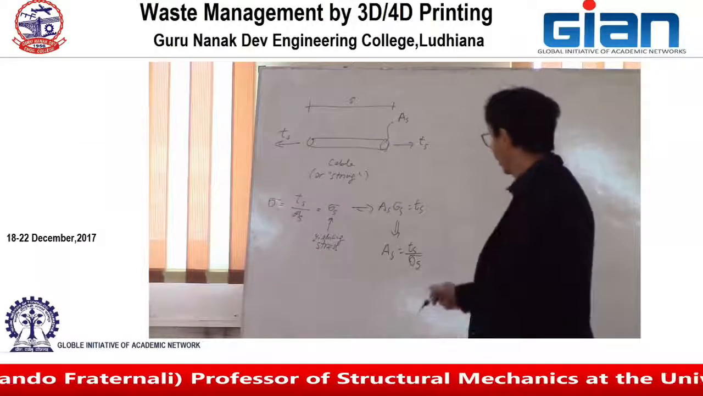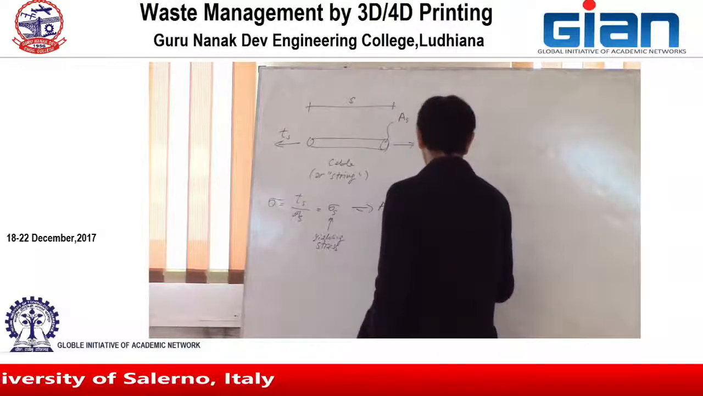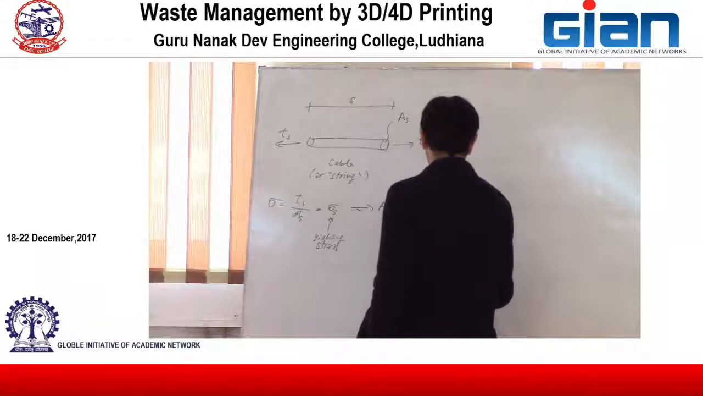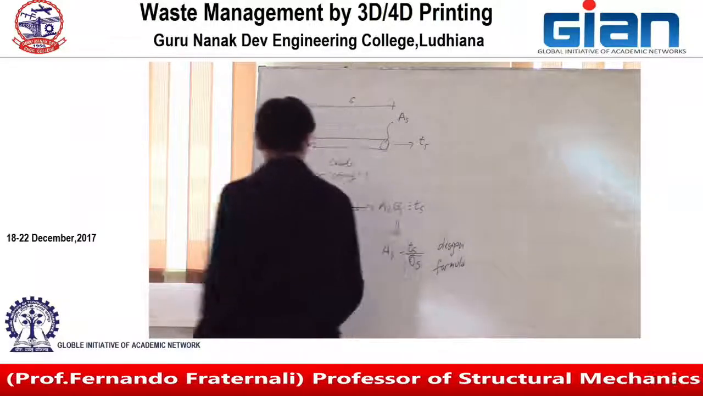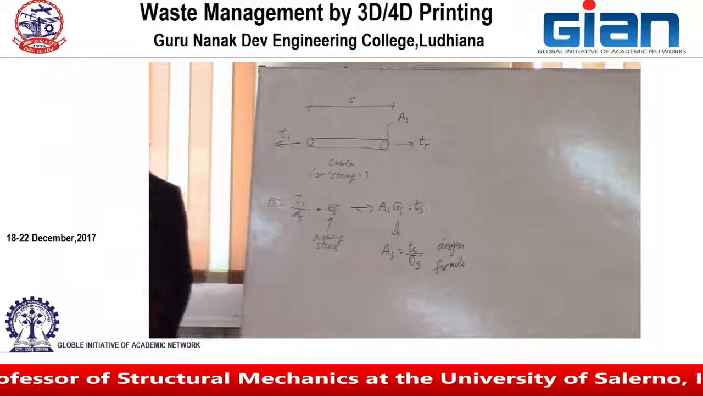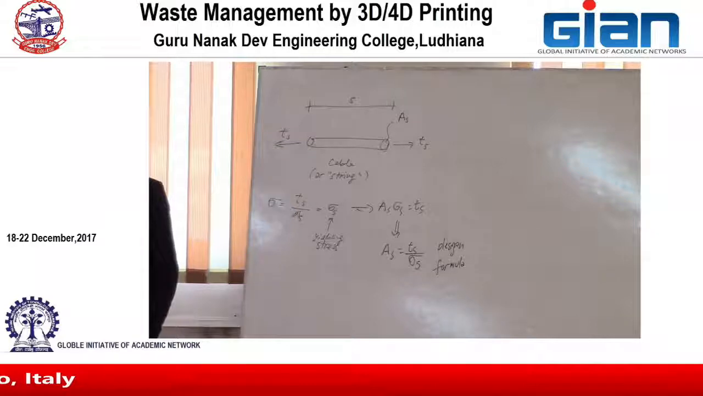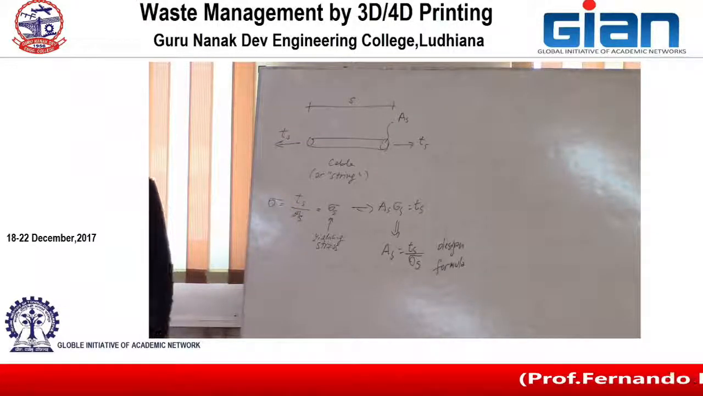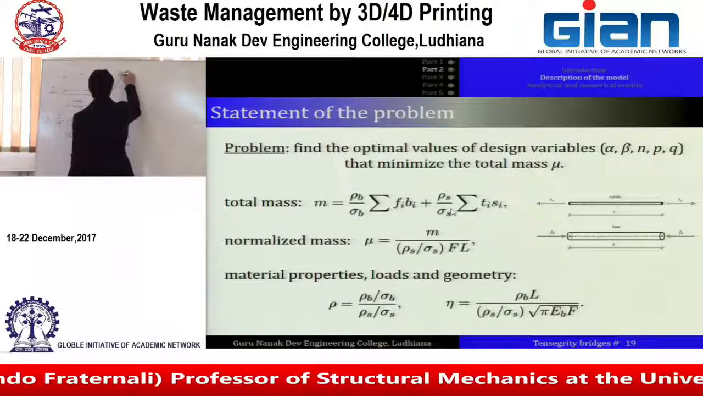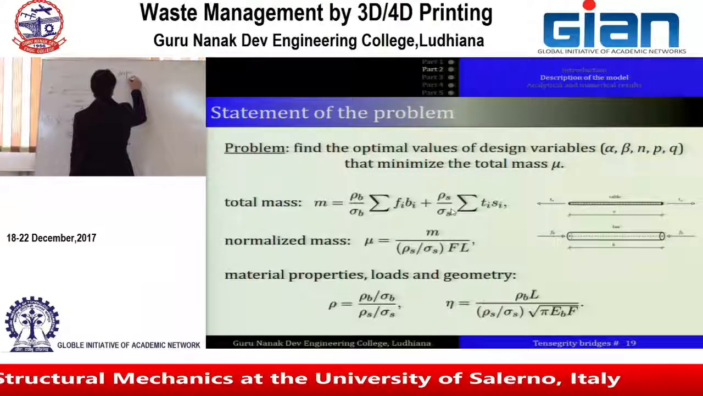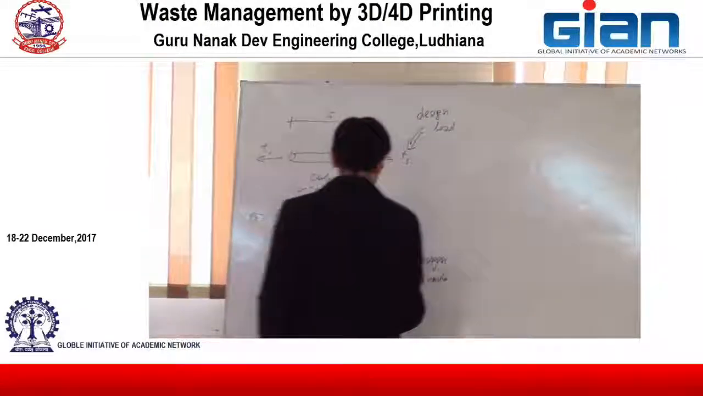So if we decide this as a parameter, this is the design formula. What is the mass? We give this area to the cross section, which is the minimum area required to avoid failure of the element under the design load. This is the design cross section area.